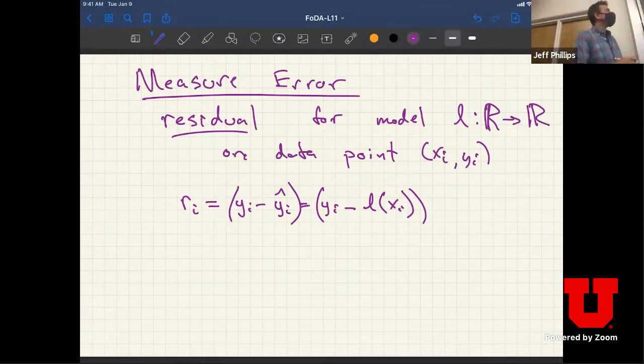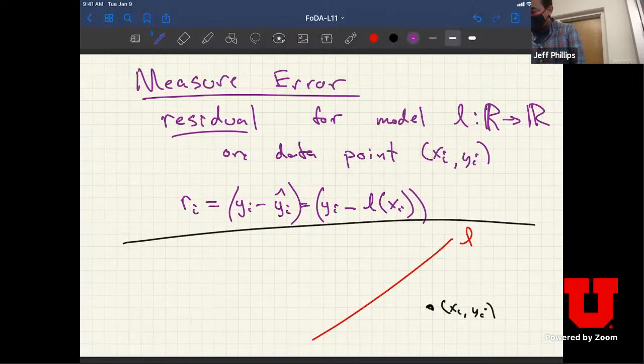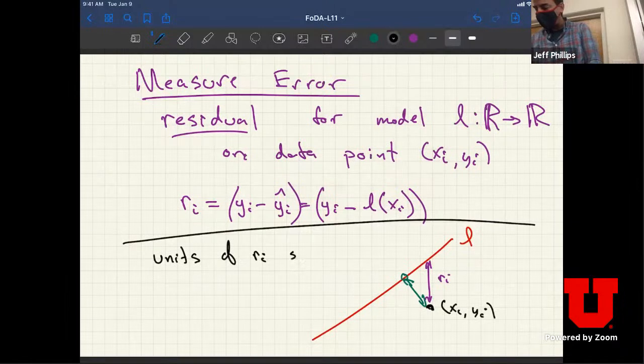All right. Another advantage of measuring error in this way, as opposed to this other way, right? We have this model. We have a data point, xi, yi, and we have the residual here, ri, versus alternatively, we can say the projected distance, right? This is the projection onto the closest point. Okay, so one useful thing to realize here is that the units of ri are the same as yi.